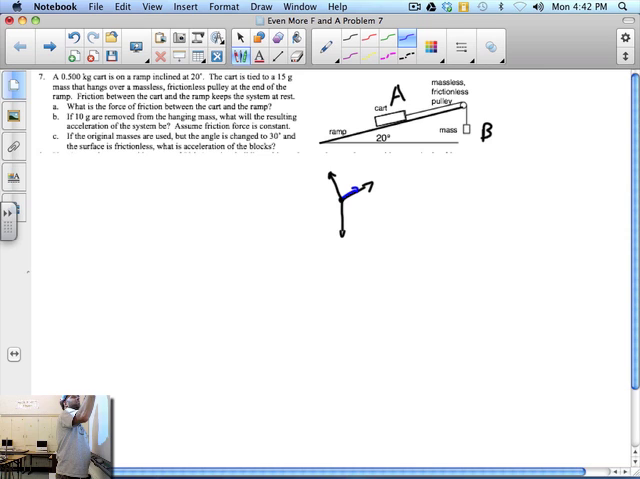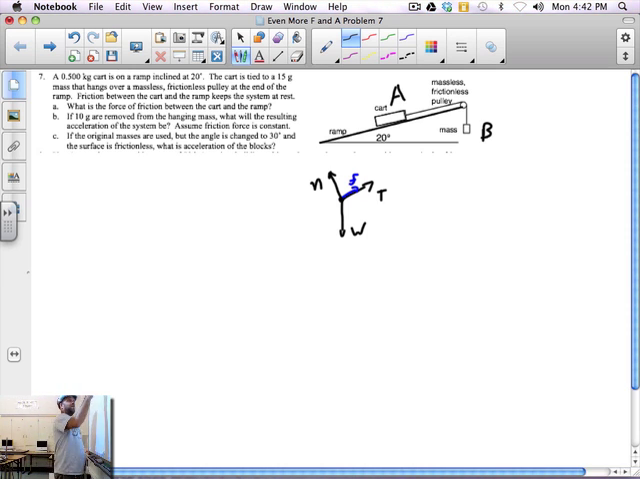Okay. Now, if you put friction in the wrong direction, you'll just get a negative number. Okay? And if you get a negative number, you'll know that your friction is in the incorrect direction. But I'm going to show you the correct direction now.